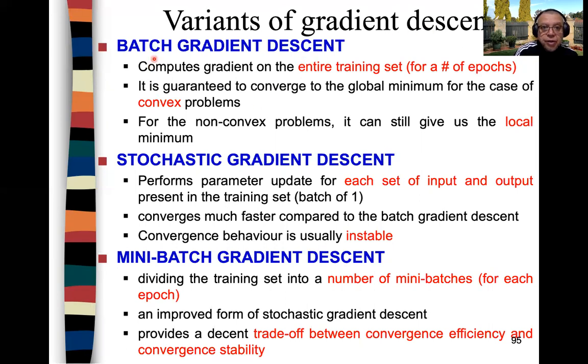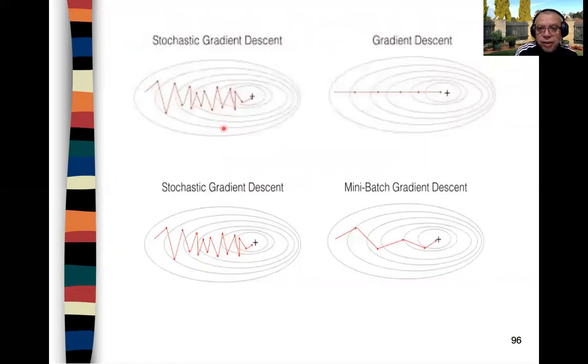Now when you do your gradient descent, there are different ways of doing it. One is the batch gradient descent. In this case, you compute the gradient on the entire training set for a number of epochs. You take your training set, compute the gradient using this entire data set, and then you do it for another epoch, taking the whole data set again, and that's what you get basically.